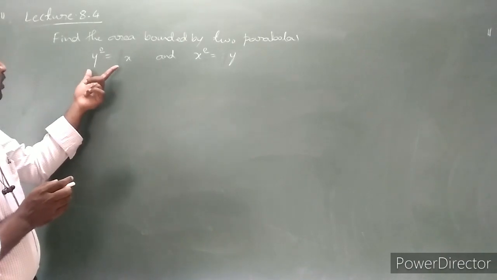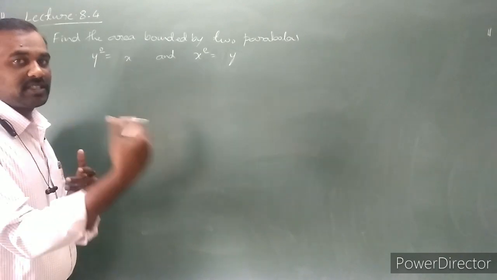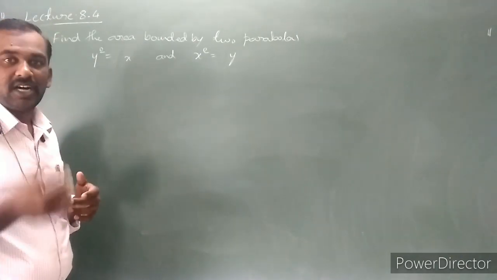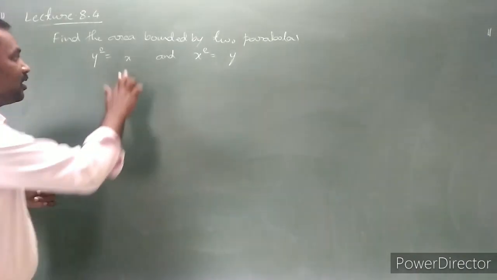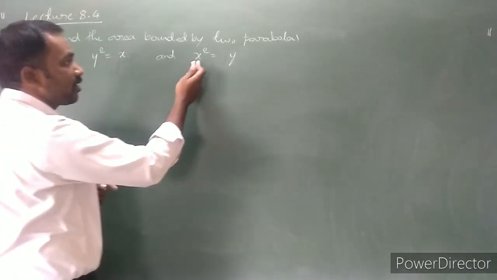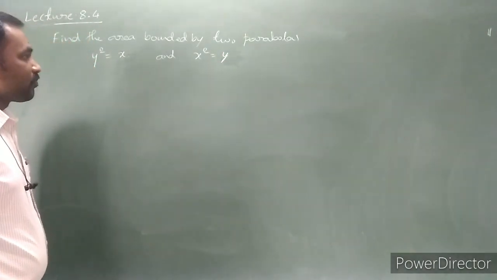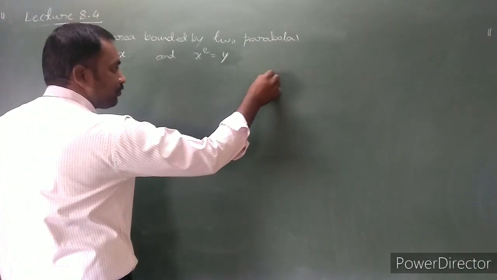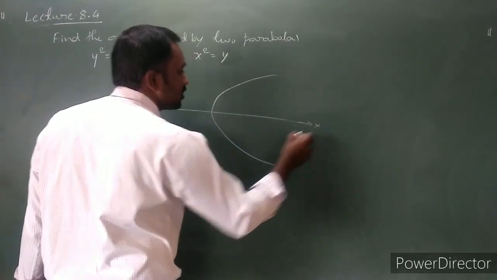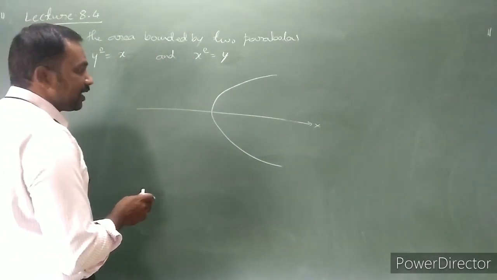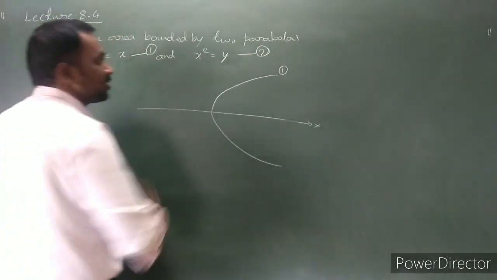What is the curve? y square is equal to x is there, x square is equal to y. One curve is a right-handed parabola, one curve is an upward parabola. y square is equal to x is the right-handed parabola. x square is equal to y is the upward parabola. The vertex is at the origin. The axis of the parabola is along the x-axis. This is equation number 1.